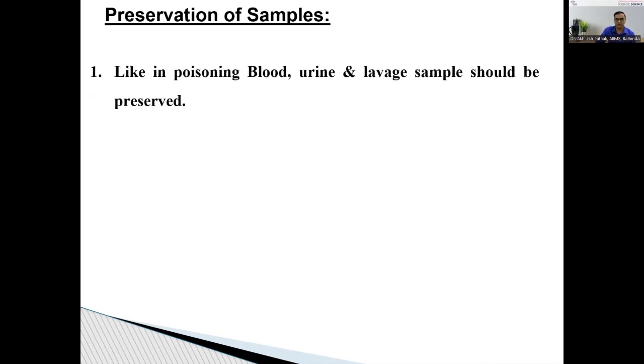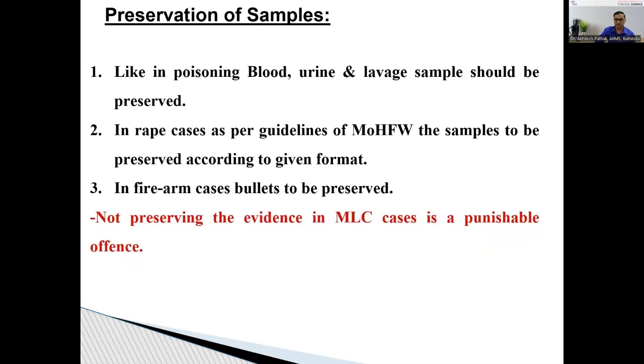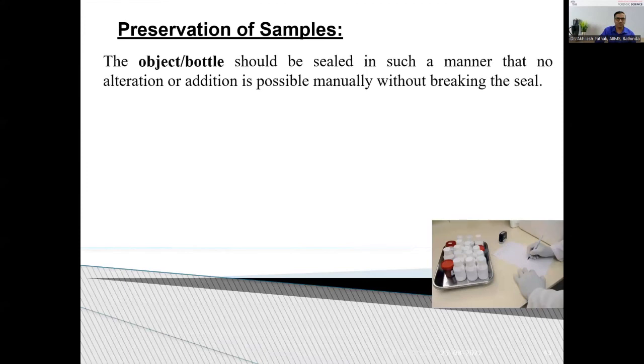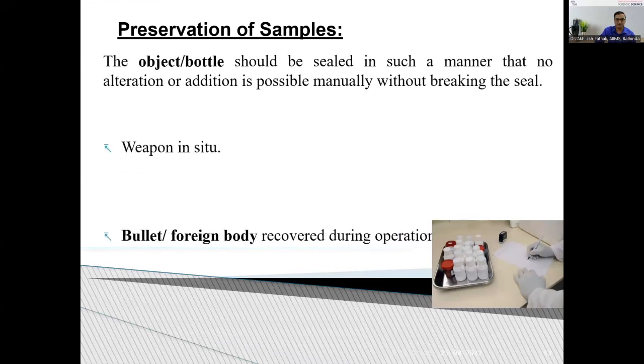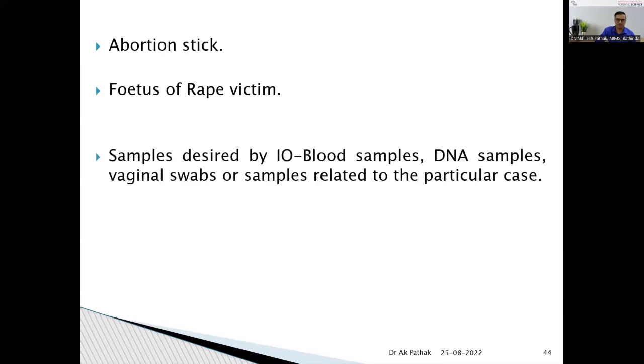In some examples, in a case of poisoning, you have to preserve the blood, urine, and gastric lavage. If it is a case of rape or sexual offense, lots of guidelines are given by the Ministry of Health and Family Welfare that these samples should be preserved and handed over to the FSL. In firearm cases, if you are getting any bullet and you do not preserve the evidence, it may be punishable, and you may invite trouble. So preservation of samples differs in different types of cases. Here are some listed, and all these samples are to be preserved: abortion stick, if it is there, and fetus in case of a rape victim.